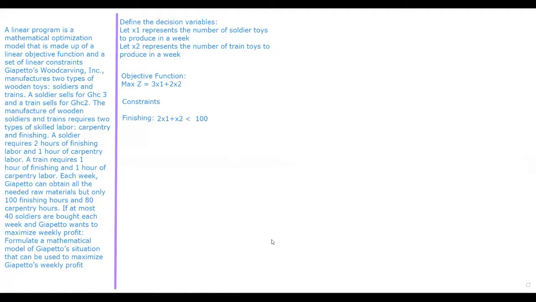But only you use less than or what? Equal to. All right. So any question before I move on to the next constraint? The next constraint will be carpentry. So any question before I move on?